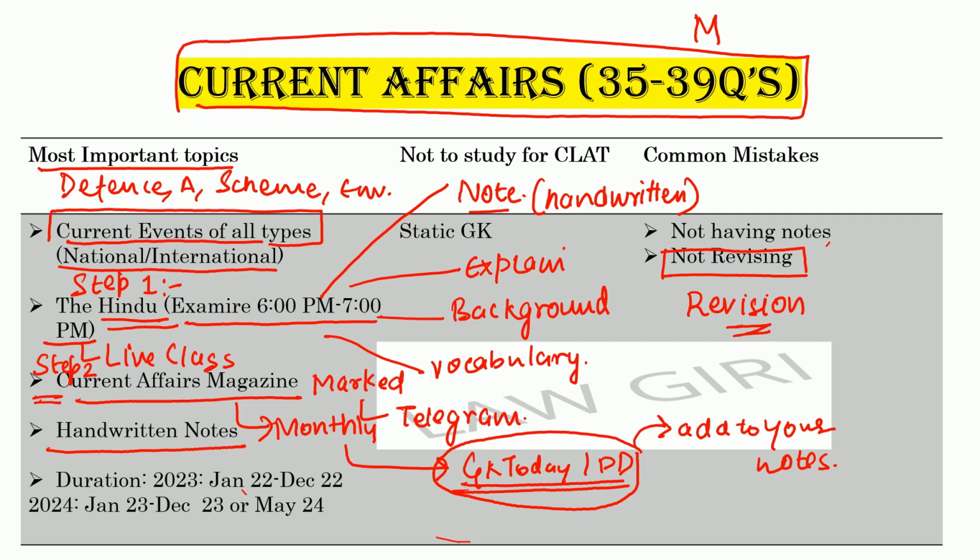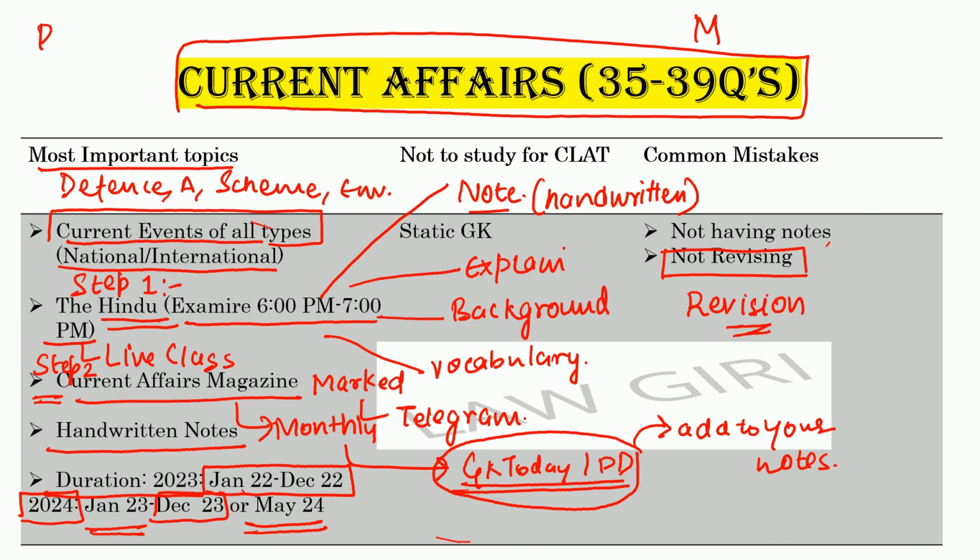Then comes the question of duration. For 2023 people, it is January 2022 to December 2023. For 2024 people, look, if your exam takes place in December 23, then you have to prepare the news from January 23 to December 2023. If your paper takes place in May 2024, then till May, June 2024, whenever the paper takes place, you have to cover the news. Clear? So this is what you have to do.